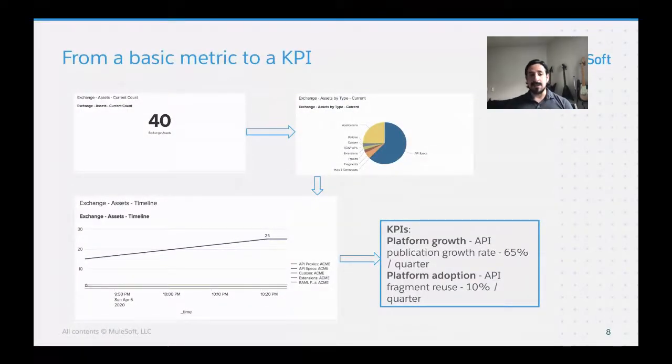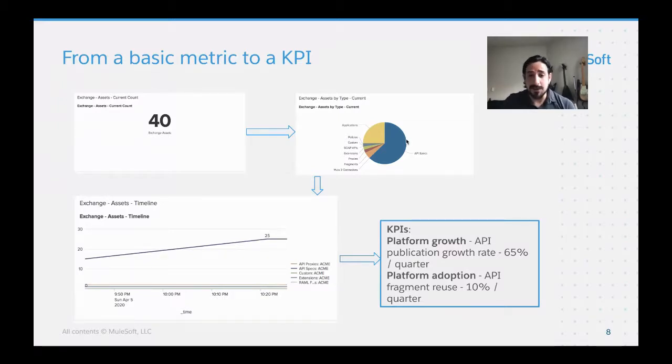Here you have an example, and these are screenshots from the metrics framework. You have something simple, like the current count of Exchange assets for a specific organization, right? 40. But from this number, you have a chart that shows you the type of asset, right?